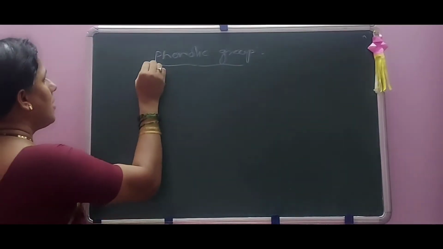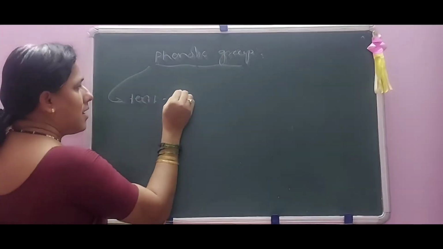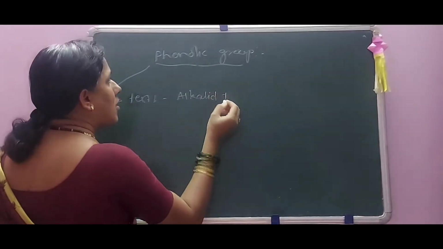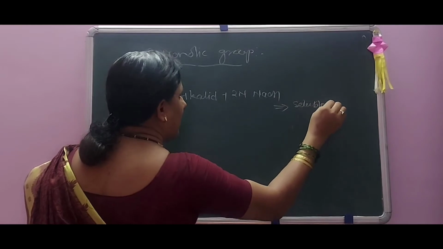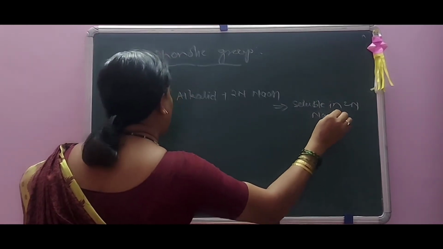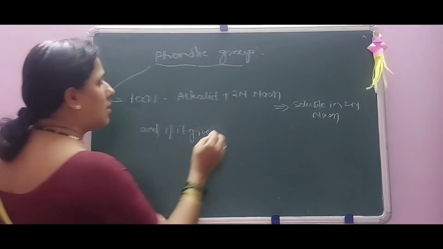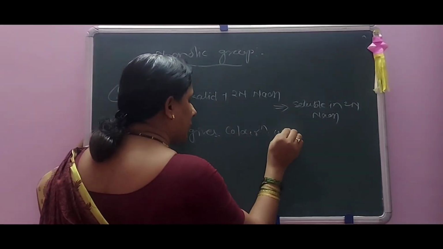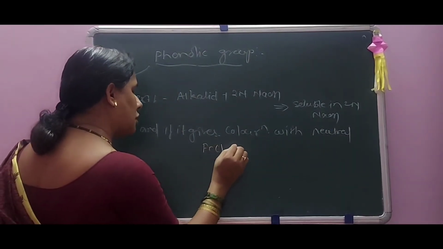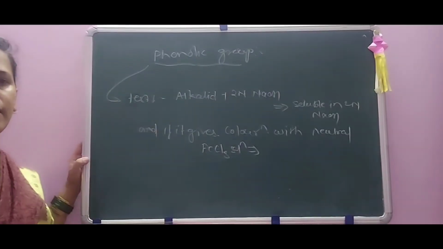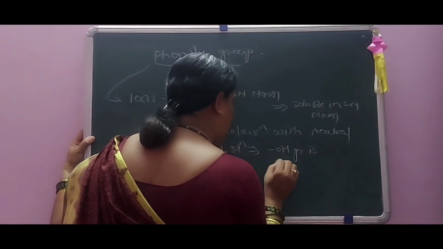This test is used for the alkaloid. The alkaloid plus 2 normal NaOH: if it is soluble in 2 normal NaOH, and if it gives coloration with neutral FeCl3 solution, at that time we can say that the OH group is phenolic in nature.